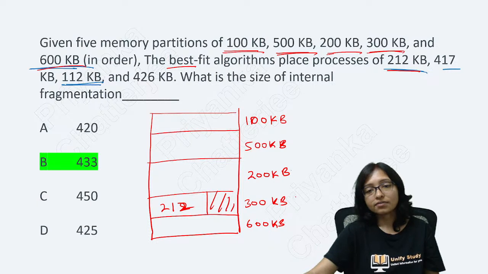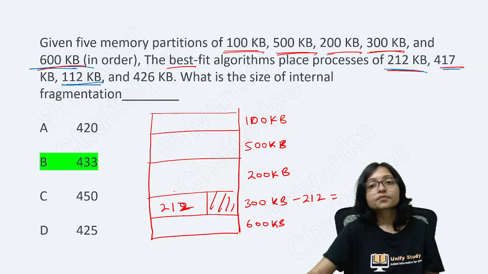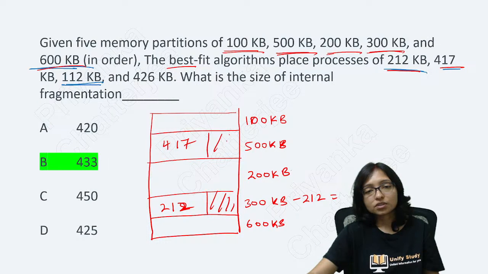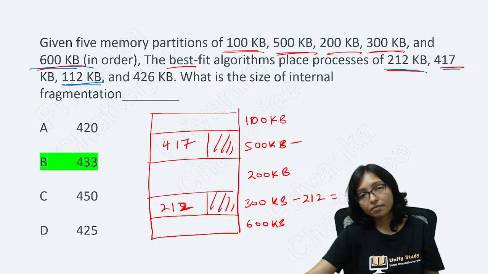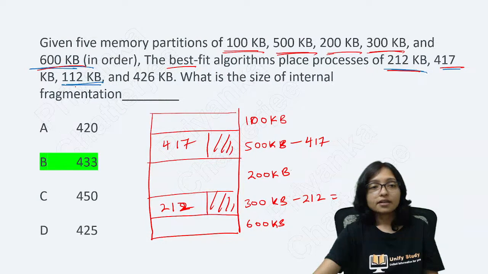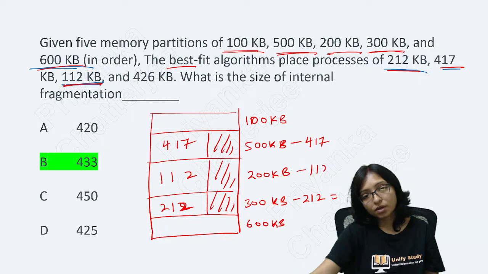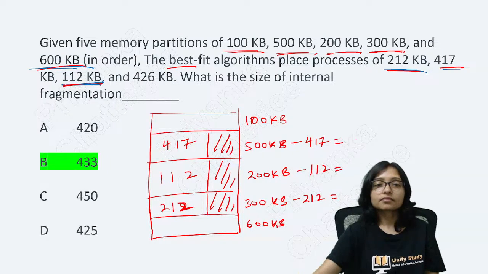This is the internal fragmentation. Minus 212. What will be the answer? 417. 417 I will place here. So this is the internal fragmentation. Minus 417 you have to do. Then 122 I can place here. 112 I can place here. Minus 112 you have to do.